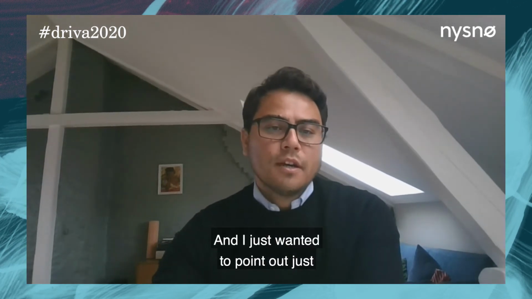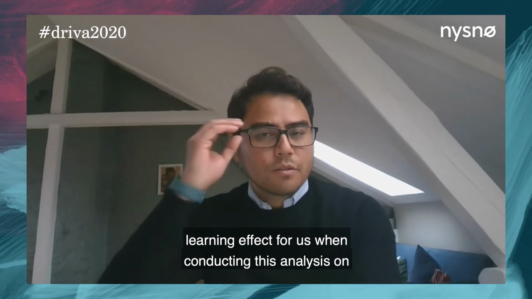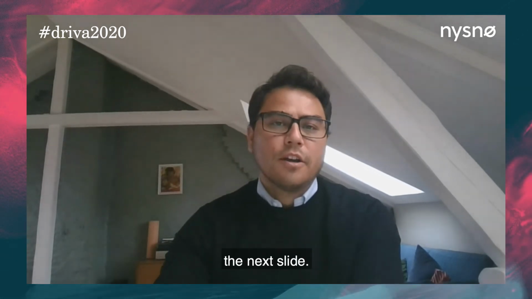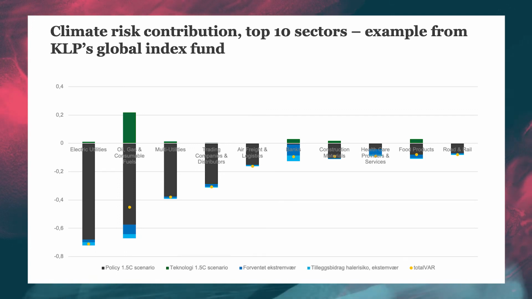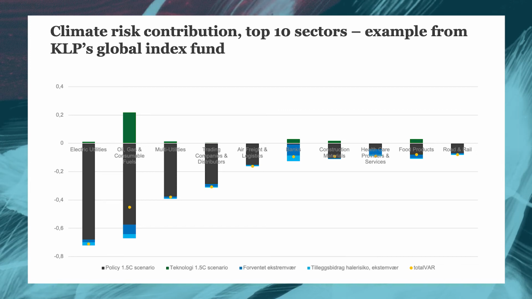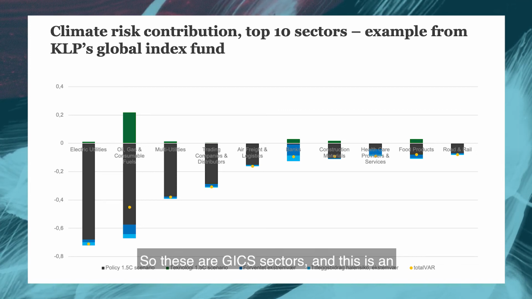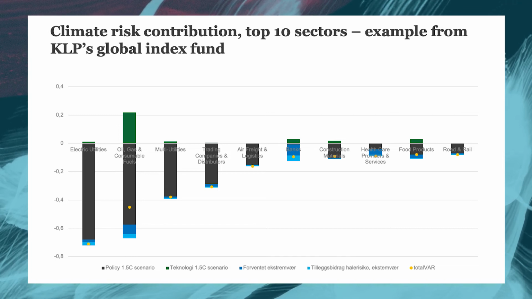And I just want to point out one example of what I think was an important learning effect for us when conducting this analysis, on the next slide. So this shows the climate risk contribution distributed on the different sectors. These are GICS sectors, and this is an example from KLP's Global Index Fund.